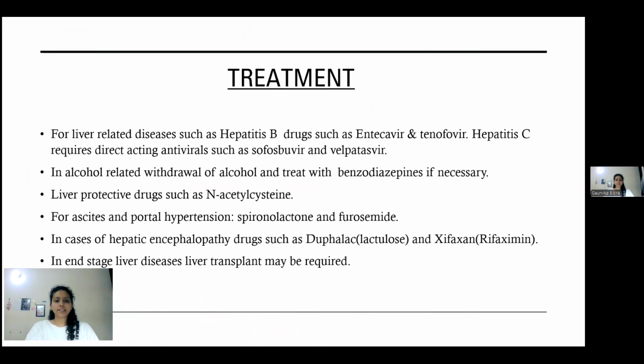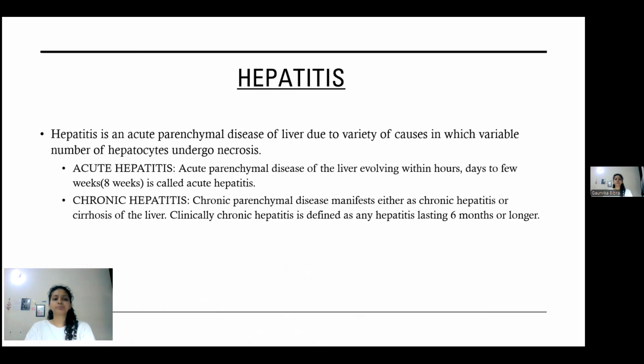Treatment for liver-related diseases: for hepatitis B, drugs such as entecavir and tenofovir, and for hepatitis C, sofosbuvir and velpatasvir. For alcohol-related disease, withdrawal of alcohol and treatment with benzodiazepines if necessary. Liver-protective drugs such as N-acetylcysteine are given. For ascites and portal hypertension, spironolactone and furosemide. And in cases of hepatic encephalopathy, drugs such as lactulose and rifaximin. In end-stage liver disease, liver transplant may be required.